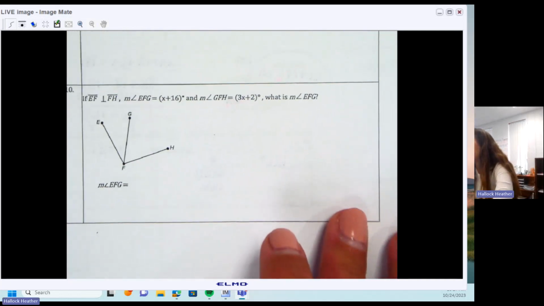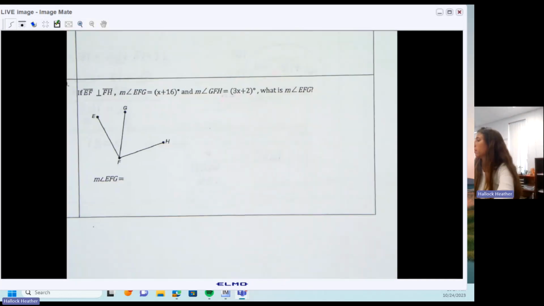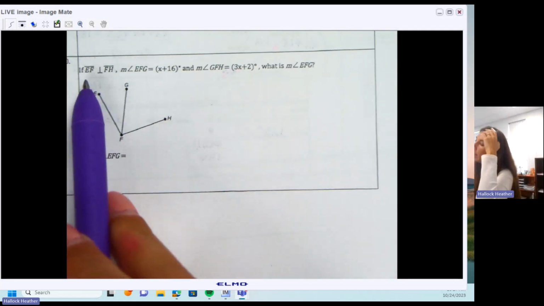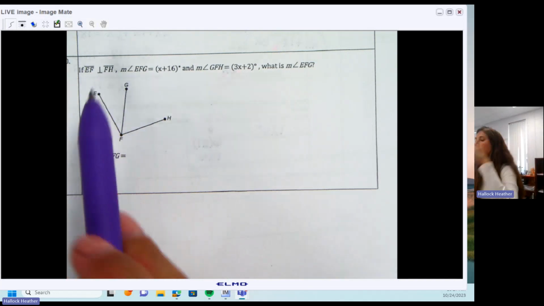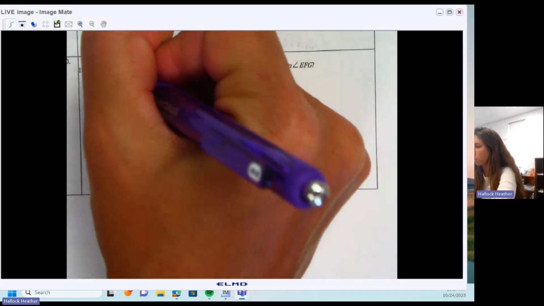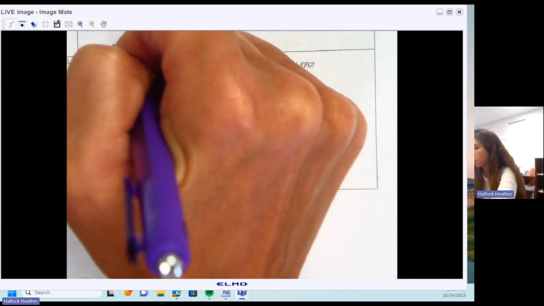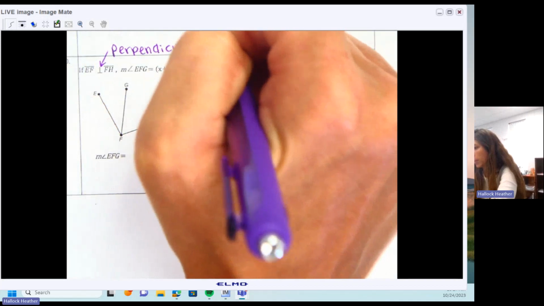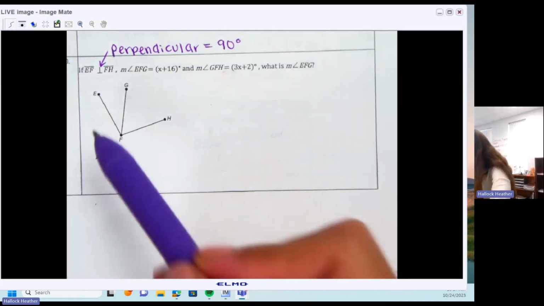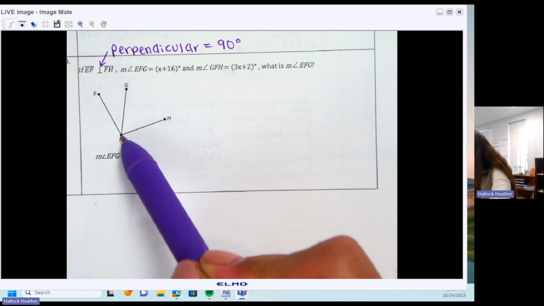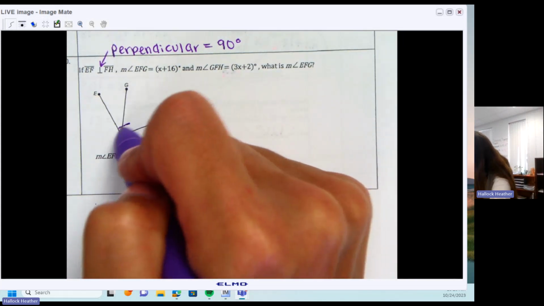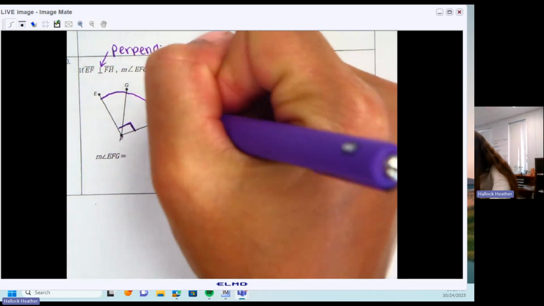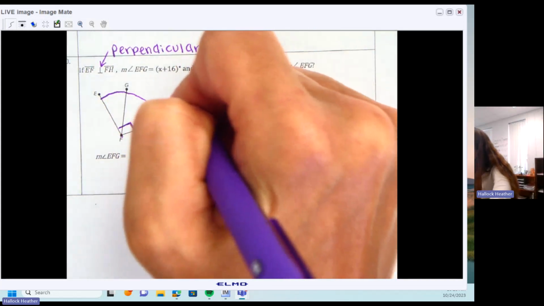The next one has a piece of information that you need to know what the symbol means. It says EF, upside down capital T. This is that piece of information that you need to know. This means perpendicular. Perpendicular means 90 degrees. So EF is perpendicular to FH. So they're saying that together, these angles make a square, a 90 degree angle in total.